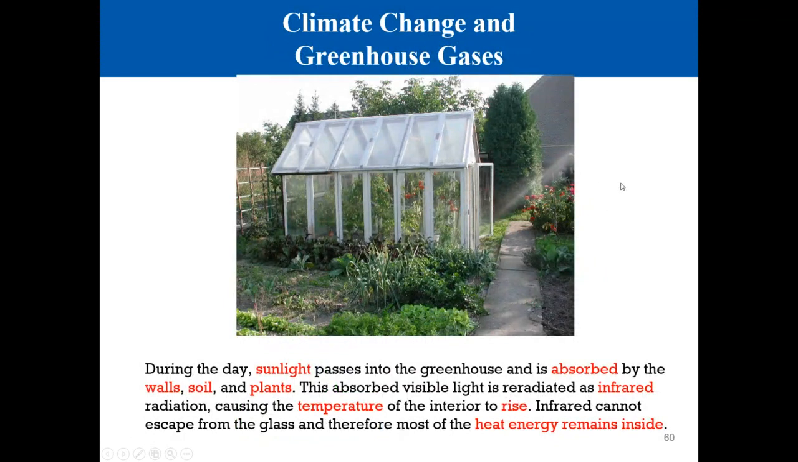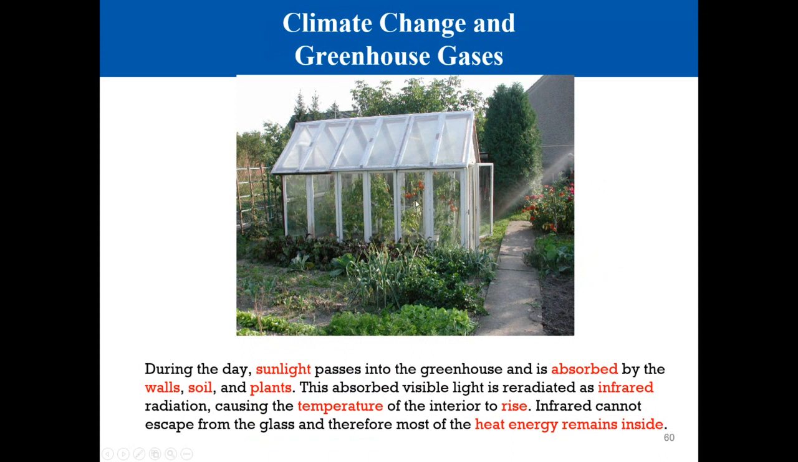Another application is the greenhouse. We are all familiar with greenhouses, as you can see here. During the daytime, the sun rays will penetrate the glass and deliver energy. It will be absorbed by the walls, by the soil, by the plants. So the energy from the sun will be absorbed.